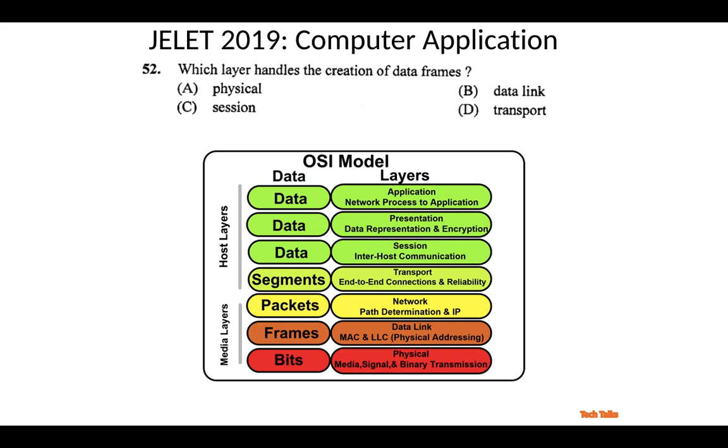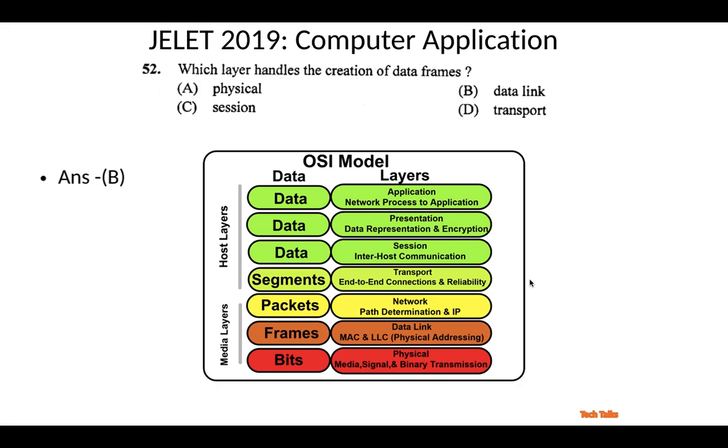In the answer options we have only physical, data link, session and transport, and we see the data is frames. So a data frame is actually created in the data link layer. In the layer above, the network layer, we have packets, and in the transport TCP layer we have segmentation, and from session or presentation onward we get the data, those are the host layers. So for the data link layer it is the frames, we call it data frame. So data frames are created in the data link layer.